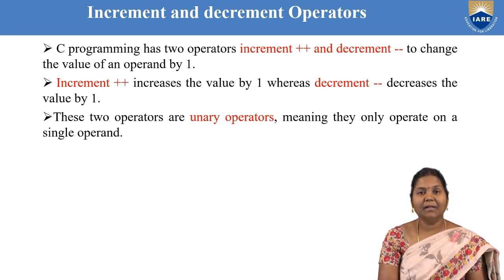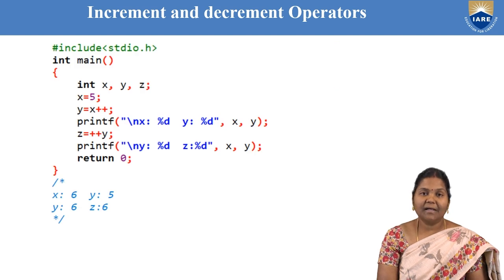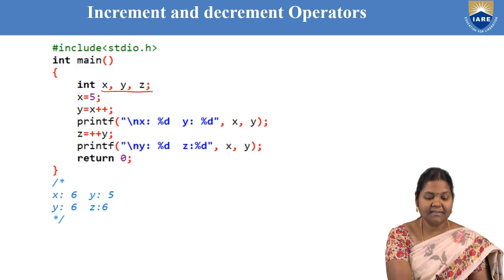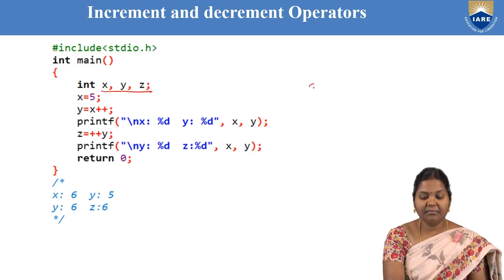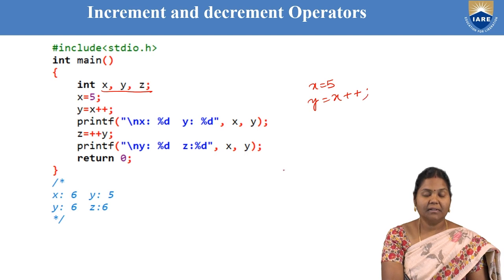Now, let us see one example. Suppose there are three variables x, y and z. Now, the initial value of x is equal to 5. y is equal to x plus plus. What is the meaning of it? So, here what we are doing, y is equal to 5 plus plus we are writing. That means the variable's value is 5. So, this is called your post increment.